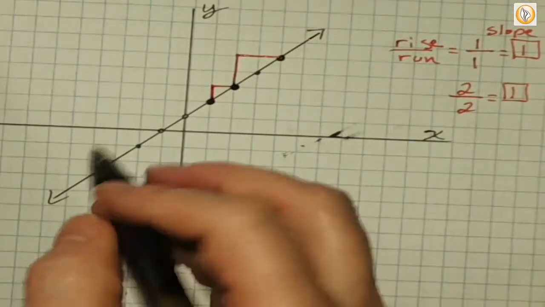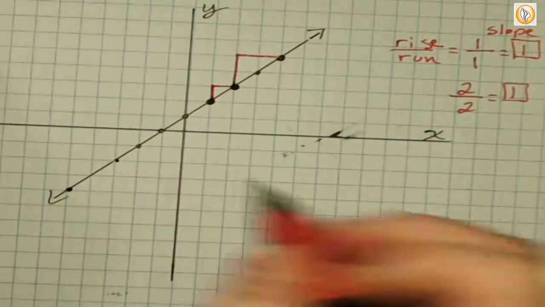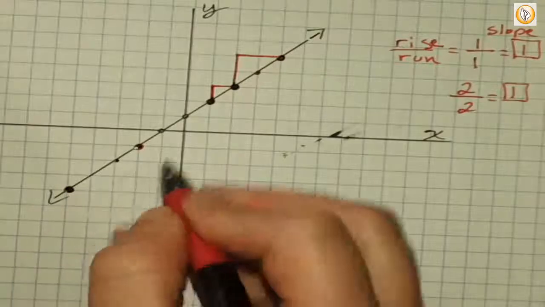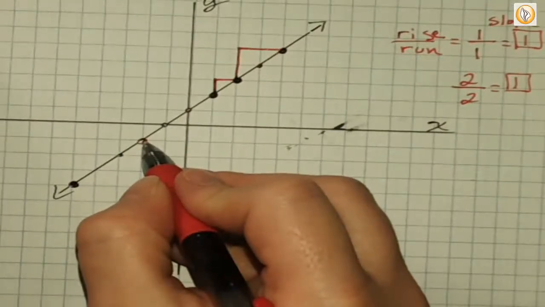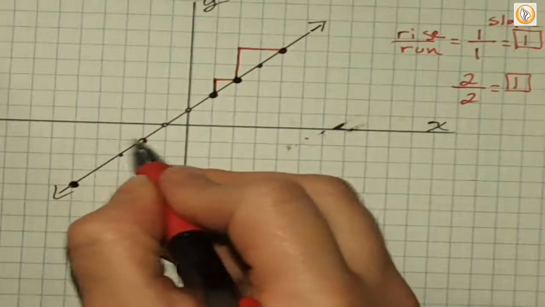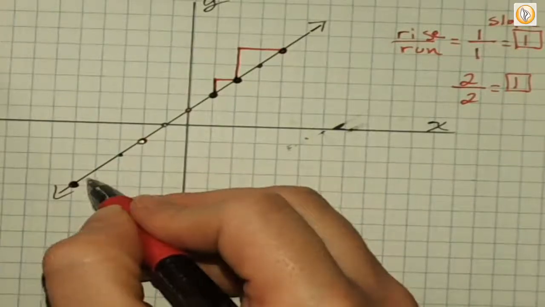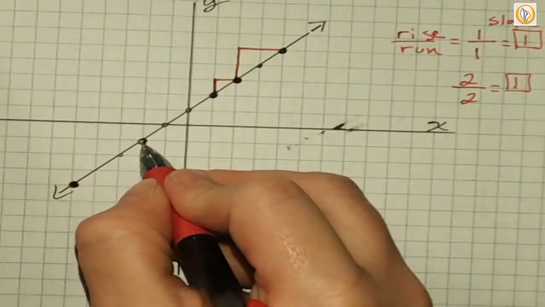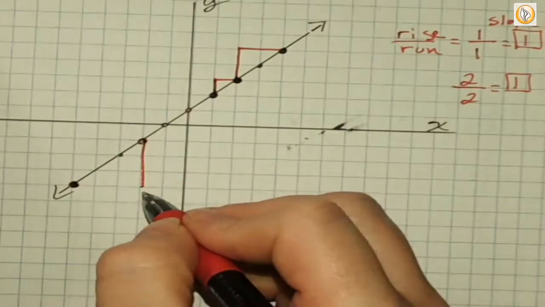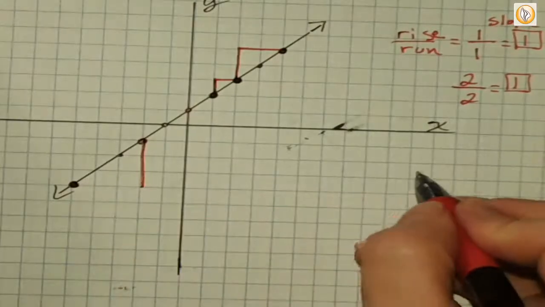Let's say I want to go from here to here. I want to start here. Do I go left and right first? I go up and down first, right? Well, to get to this dot, I have to go down how many places? Is that positive or negative? That's right, it's negative.